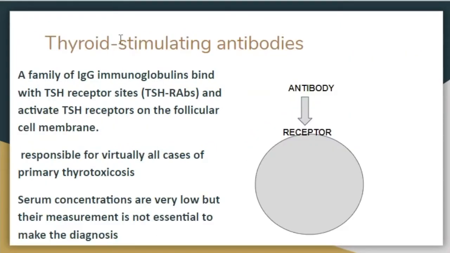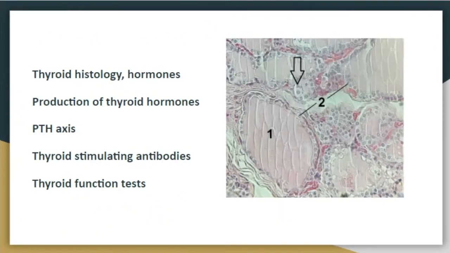So now that we are done with the production of T3, T4, we're done with the PTH axis. Let's go on to study another factor which controls the amount of T3 and T4 in the blood, which is the thyroid stimulating antibodies. So before coming to thyroid-stimulating antibodies, let's just quickly go over what we've studied.